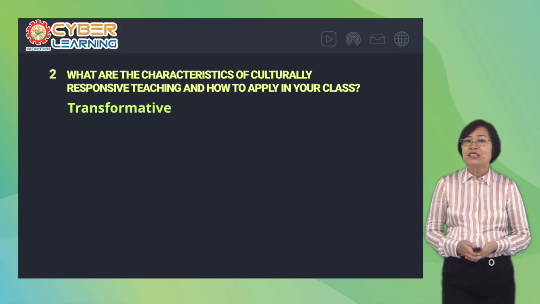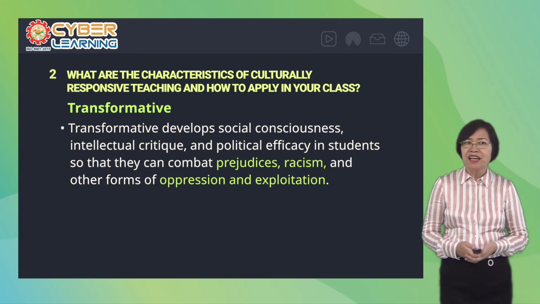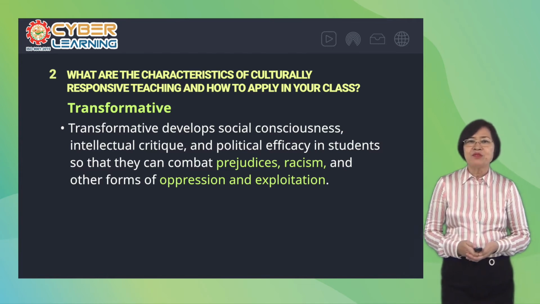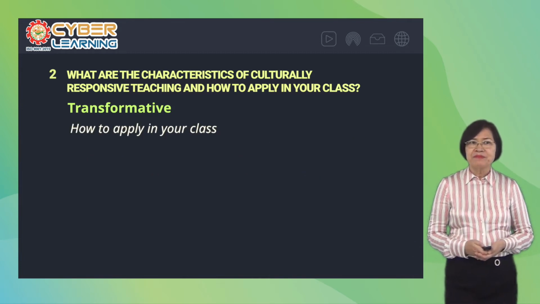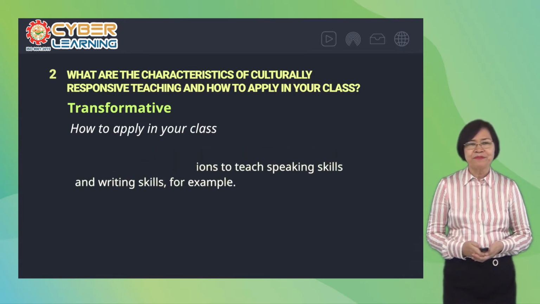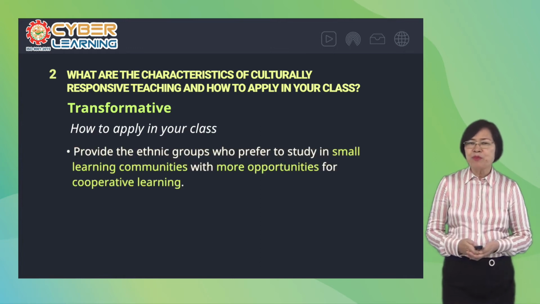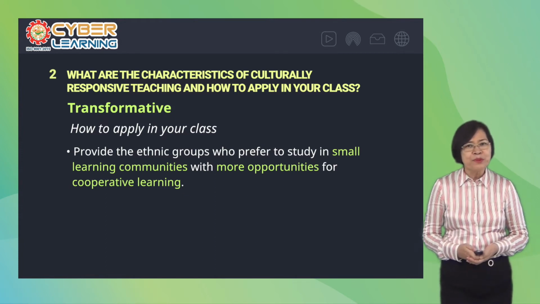Transformative develops social consciousness, intellectual critique, and political efficacy in students so that they can combat prejudices, racism, and other forms of oppression and exploitation. How to apply in your class? Use storytelling that is unique among students in informal social interactions to teach speaking skills and writing skills, for example. Provide the ethnic groups who prefer to study in small learning communities with more opportunities for cooperative learning.